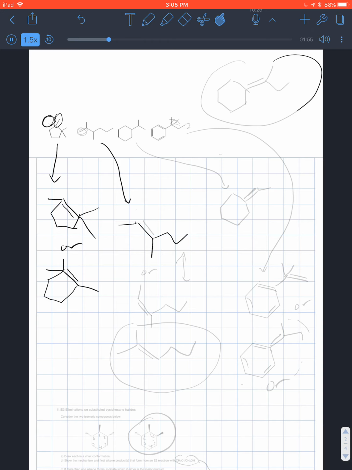Alright. So the first scenario could be that this is eliminated, and that would form a double bond right along the middle. Another option would be if this guy got eliminated, and it would form a double bond right along the middle as well. Both of these are equally substituted. There is another option where the guy on the bottom is eliminated.